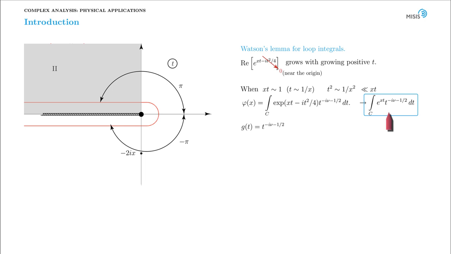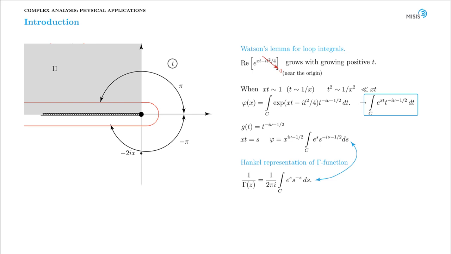Here it is. By making a simple change xt is equal to s, we reduce it to a known Hankel representation of gamma function. And here is our final answer for the asymptotics. And the full wave function now reads. This is what we need. This is the right moving particle at x tending to plus infinity.